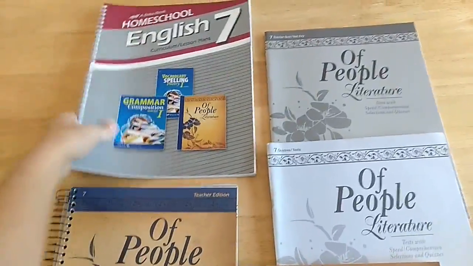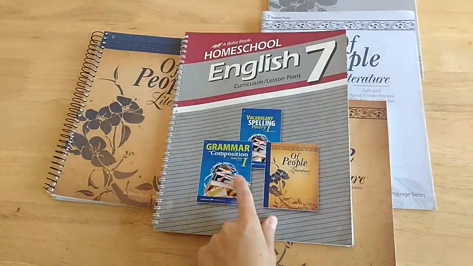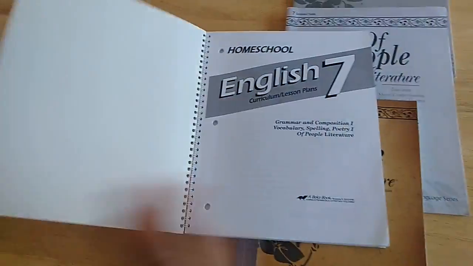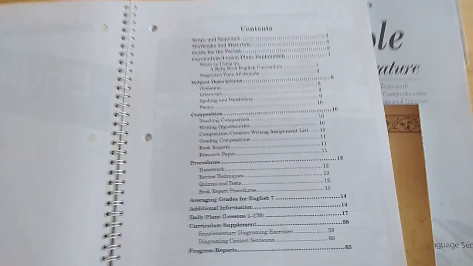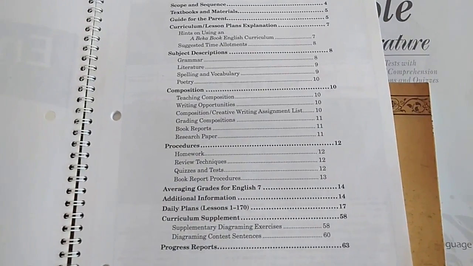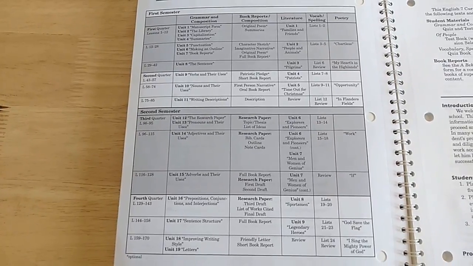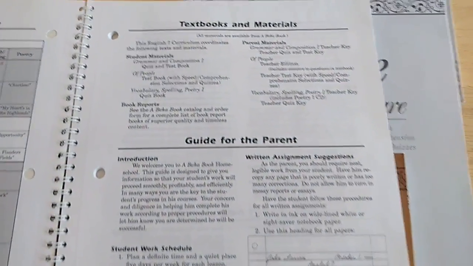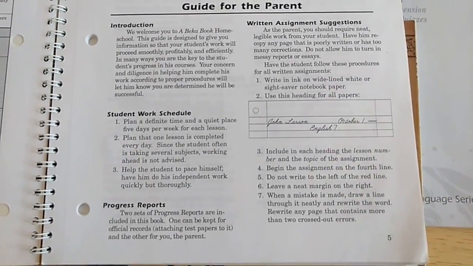Okay, so I did show the inside of this on the grammar and composition video, but I will do it again for this one. Okay, so here's the table of contents. Like I said, you can pause it so you can see what it says. They give the scope and sequence over here. Here they give the textbooks and materials that you will need, a guide to the parent.